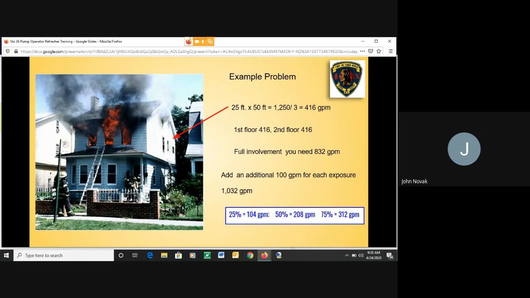So if we did our percentage with the fire, probably like 50%, so 200 gallons a minute, thereabouts. So two good hand lines going up to the second floor, probably knock that fire out pretty quick.